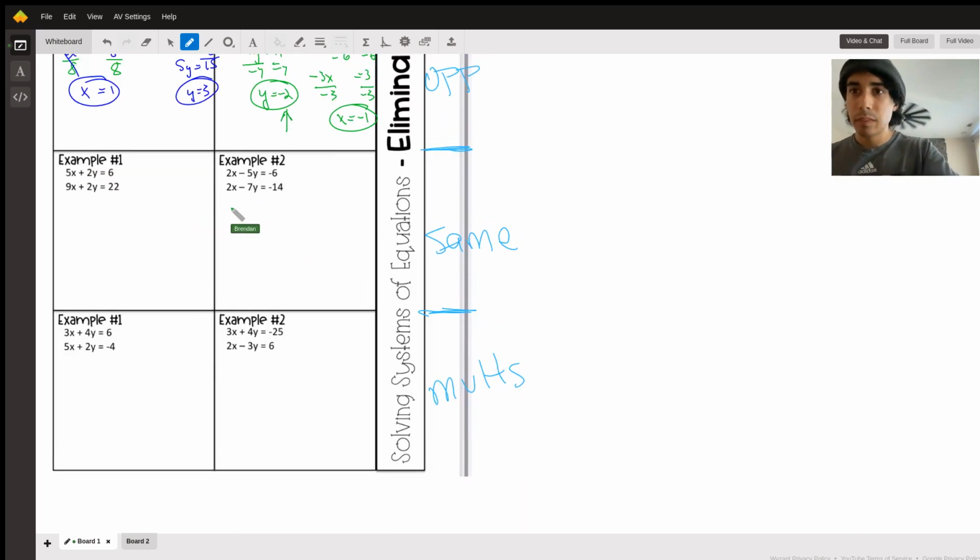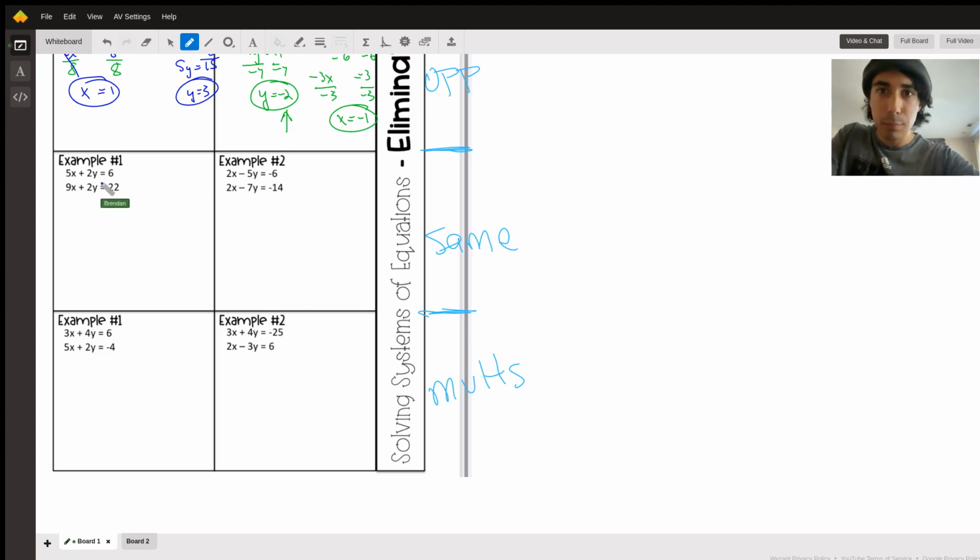All right, case number 2. If you're going through these and you see that we have the same coefficients, so if we're looking at example number 1 right here, we see that we've got the same coefficients between the top equation and the bottom equation on the y variable. So we can go ahead and subtract those equations. Opposites you're going to add. If you see the same coefficients, you are going to subtract. So let's subtract these equations.